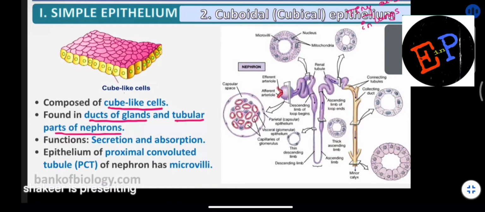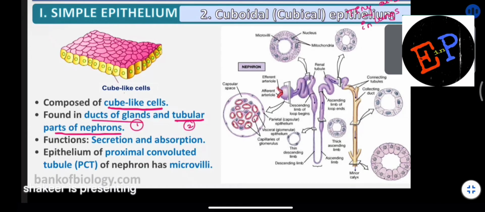And tubular parts of nephrons. Where do you find nephrons? Nephrons you find in kidneys. So in the nephrons, you will find some tubes, tubular regions. Wherever you find tubular regions, all these tubular regions are also made up of cuboidal epithelium. That means cells are in the shape of cubes. Clear? So one is ducts of glands, another one is tubular parts of nephrons.